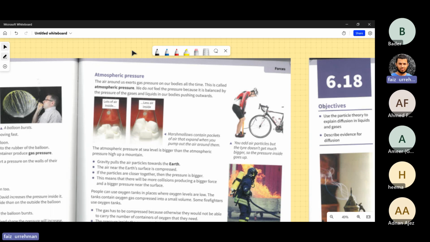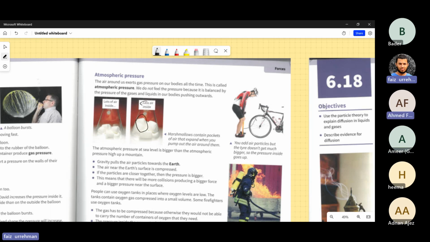The marshmallows contain pockets of air that expand when you pump out the air around them. In this case, they remove the air from the container. So what will happen when the air is leaving? The marshmallow will become big in size. Why? Because it is like a sponge. It has a lot of air spaces inside it. So when you pump out the air, the marshmallow will become big.